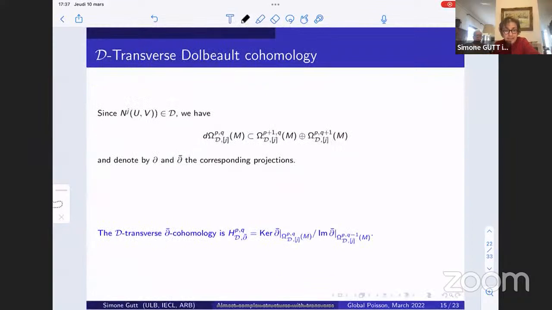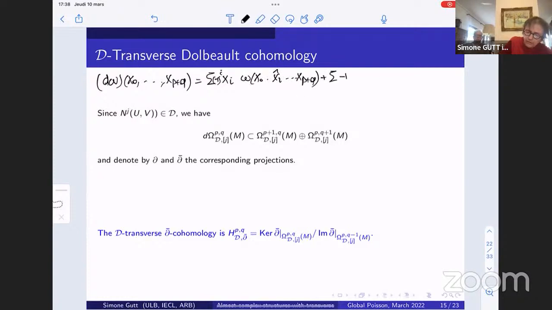And now, since the image of the Nijenhuis tensor for J is in D, we have that the differential of a PQ form only contains P plus one, Q and P, Q plus one forms. This, of course, uses the fact that d omega of x0 through xp plus q is the sum with signs of derivative of omega evaluated on all vector fields except xi, plus a sum with signs of omega evaluated on a bracket xk, xl, and so on.